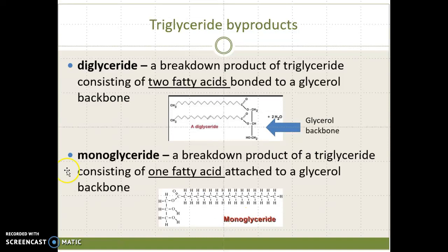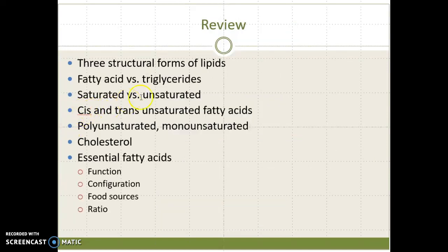Once the lipase, which is the enzyme that is in our saliva and also in our small intestine, can break these bonds here, the fatty acids are free fatty acids. You've probably heard that mentioned before. So the next distinction in this chapter would be looking at saturated versus unsaturated. For every fatty acid, some have double bonds and some have single bonds.